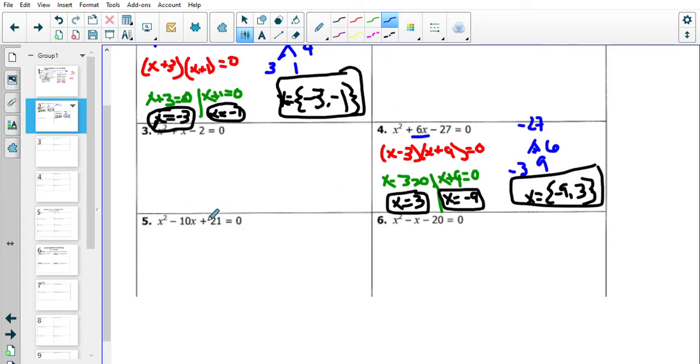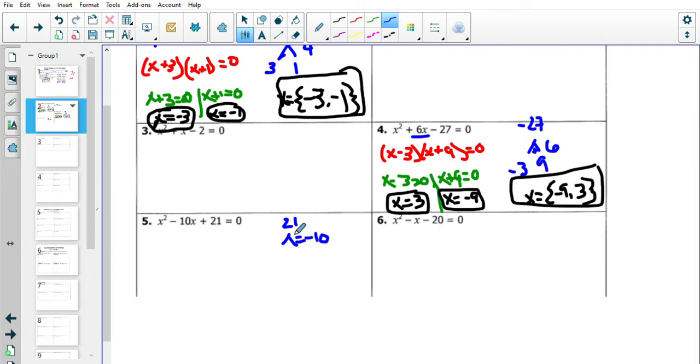All right. So I'm assuming that we have problem 5 all ready to go. So let's take a look at what problem 5 looks like. Now again, we have a basic trinomial. It's already set equal to 0, so all we have to do is just do the factoring. So let's take a look here. I'm multiplying to a positive 21, but I'm adding to a negative 10.